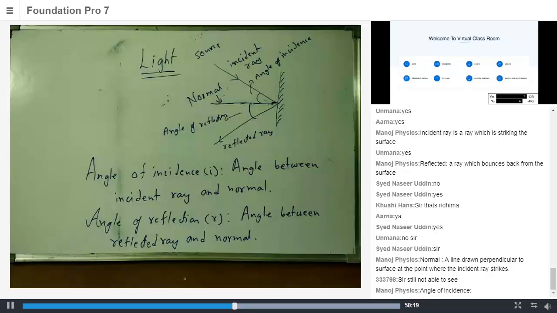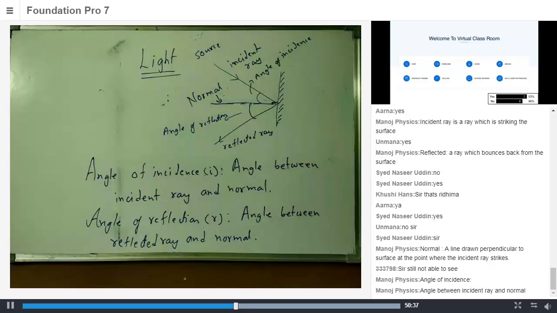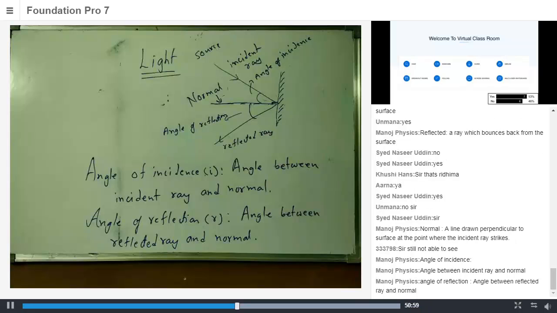Just a second. So you can take down angle of incidence. Angle of incidence is what? Angle between incident ray and normal. That's what is angle of incidence. And then we have angle of reflection. Angle of reflection is what? It is the angle between reflected ray and normal. So the angle between reflected ray and normal is angle of reflection.